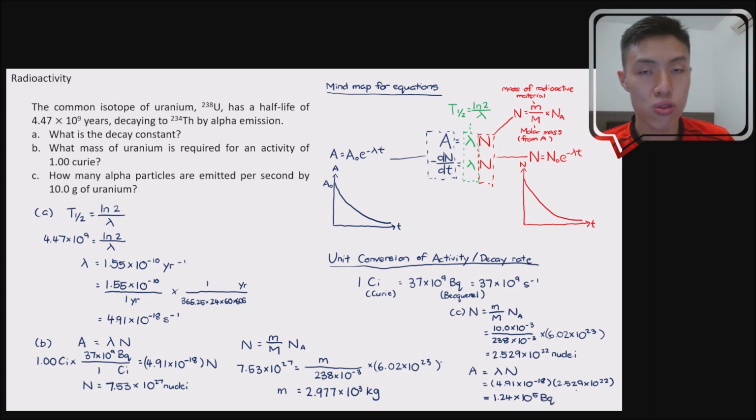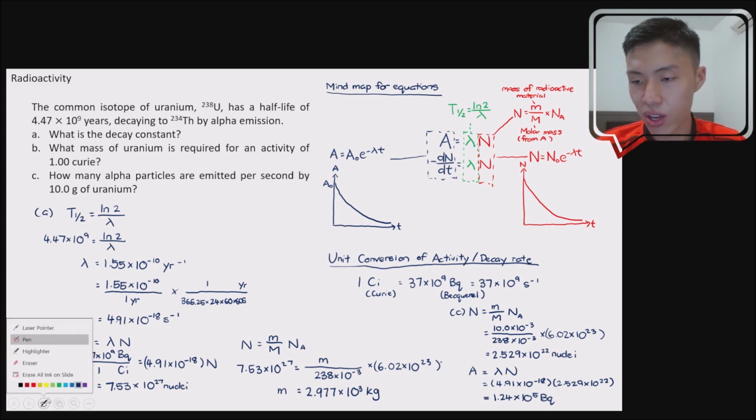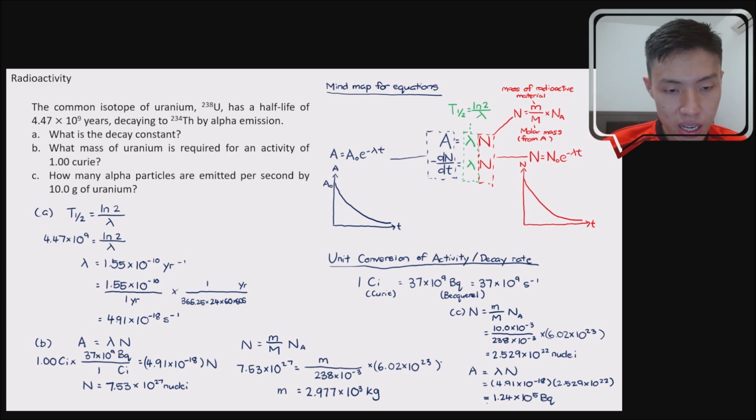Of course, if you choose to, you can convert it to curie as well, but I don't think it's necessary because they're asking for per second, right? How many alpha particles are emitted per second? So per second is equivalent to becquerel. So this is how many alpha particles are emitted per second. But if you feel like you are not answering the question directly, you can write a statement somewhere here. So you can say 1.24 times 10 to the power of 5 alpha particles emitted per second.